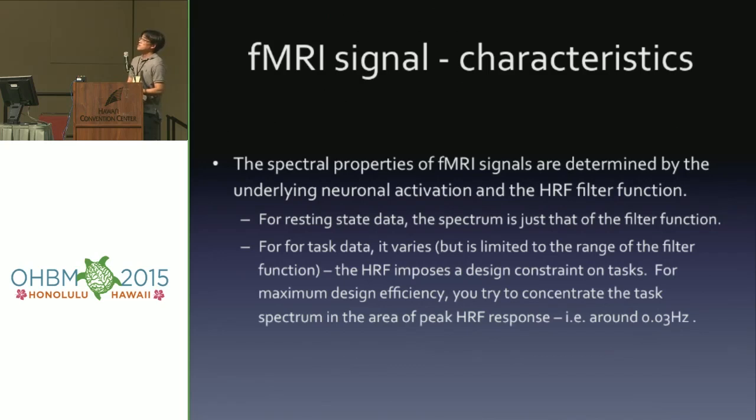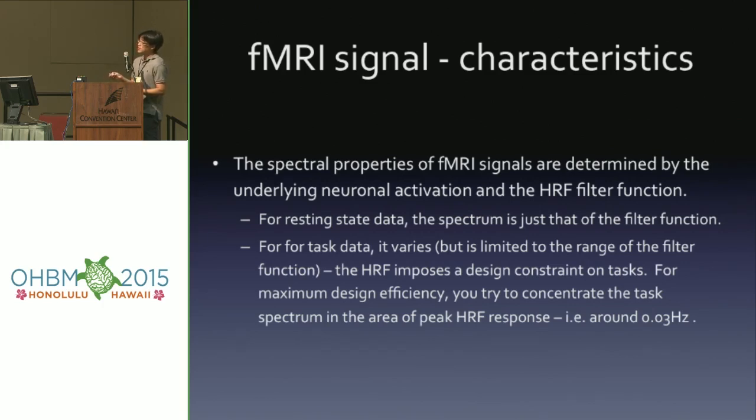Okay, so basically what this means is the spectral properties of the fMRI signal are determined by your neuronal activation, as we all know, but also, very importantly, by your HR filter. For resting state data, because we have no control of the neuronal firing, we leave as wide a filtering range as possible. Normally we think the resting state data will occupy the whole spectrum range allowed by the HR filter, which is 0 to 0.2 hertz.